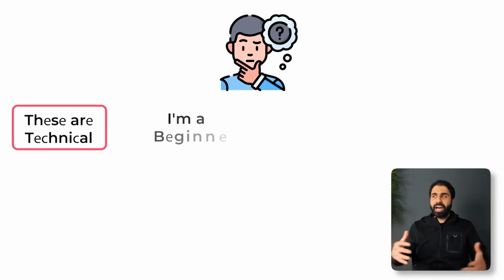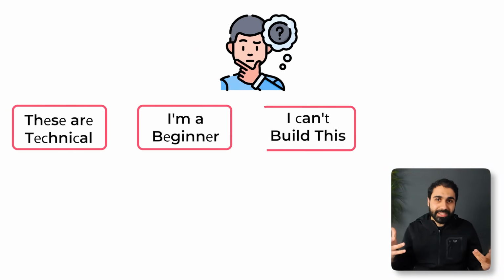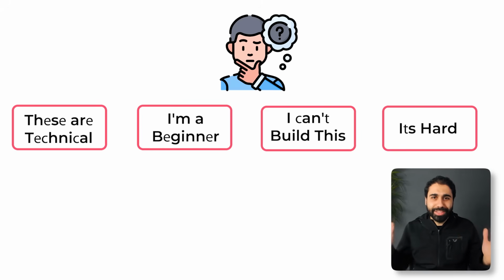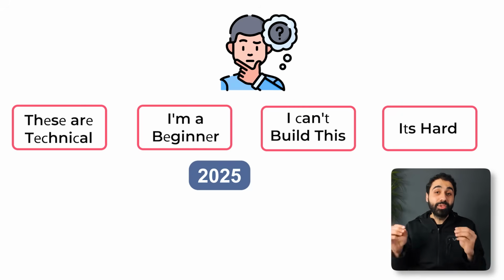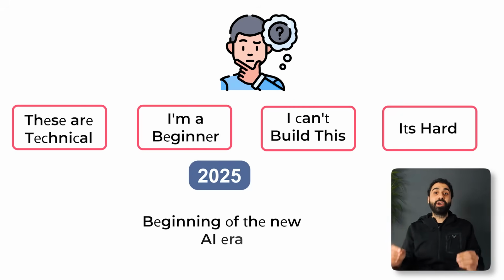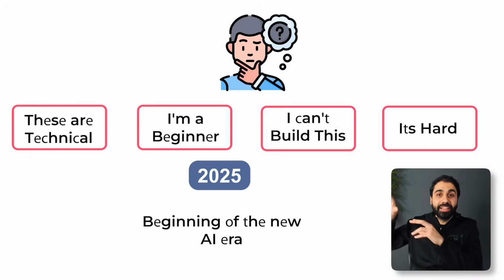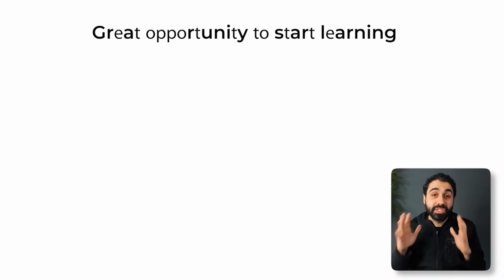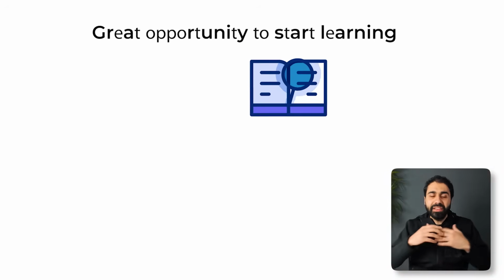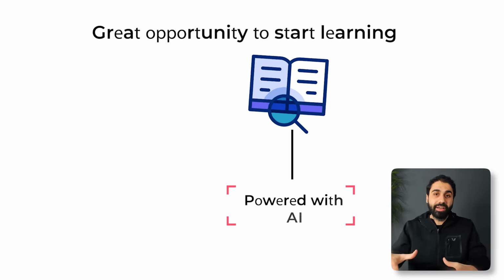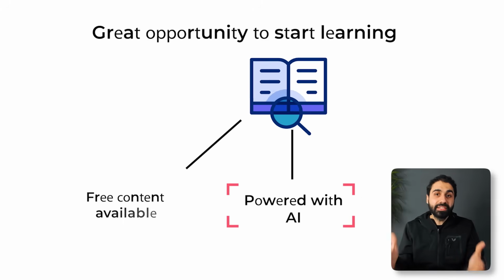Now I know someone will tell me, these are somehow technical, I'm a beginner, I can't build this, it's hard, and all these things. Friends, please hear these two words. We are in 2025. We are in the beginning of the new AI era. If you keep saying, I'm a beginner, you will stay a beginner till the day you die. You will never succeed. Today you have a great opportunity to start learning fast, quickly, anything you want, powered with AI and with a lot of free content out there.